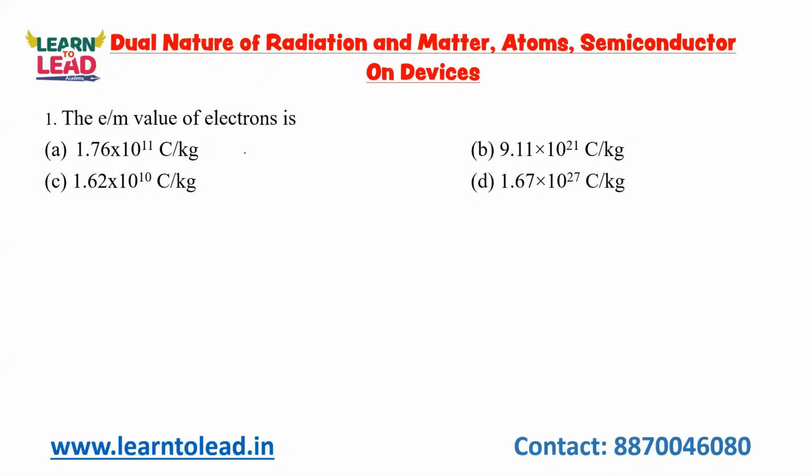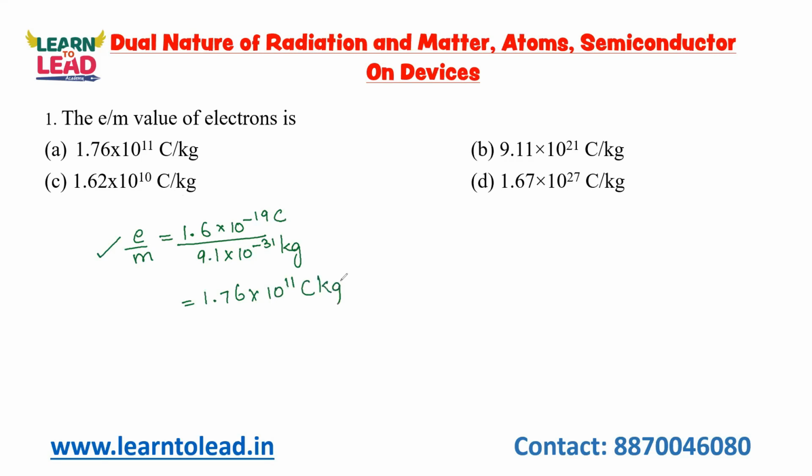Divided by m, the value of electrons. Now what is the value of e? The charge of an electron is 1.6 into 10 to the power minus 19 coulomb, divided by the mass of an electron. What is the mass of an electron? 9.1 into 10 to the power minus 31 kilogram. Okay, write down. What is charge by mass? You will get 1.76 into 10 to the power 11 coulomb per kilogram. This is the charge by mass value.